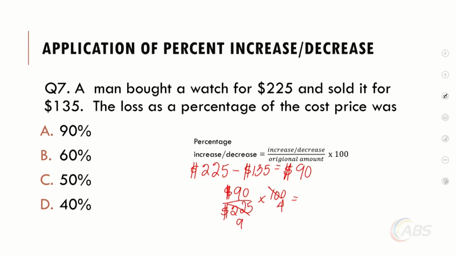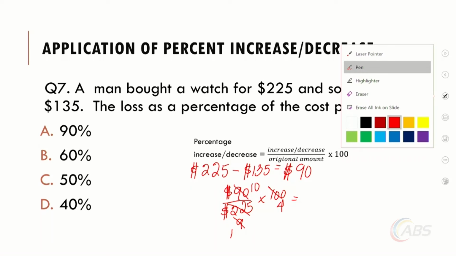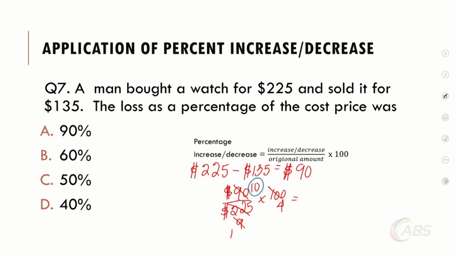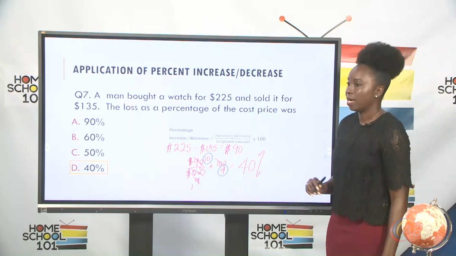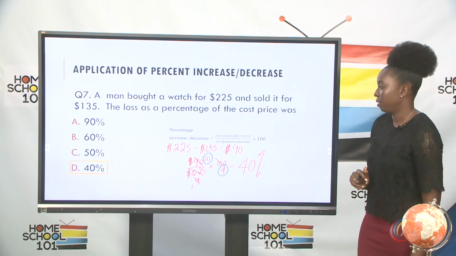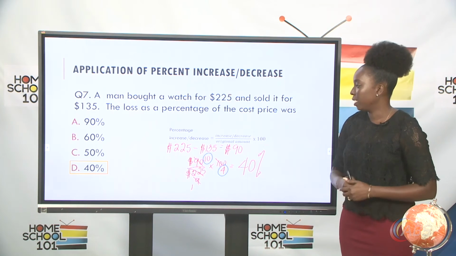Now, when you look here, you'll notice that we can go even further by dividing by 9. So if I put 9 into 9, I get 1. And 9 into 90, I get 10. So what you're left with here is 10 times 4. And 10 times 4 is 40. So our answer is D, 40%. Okay, so this is a formula that you'll want to keep in mind.